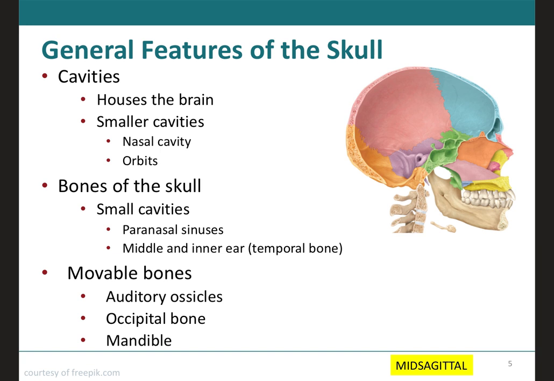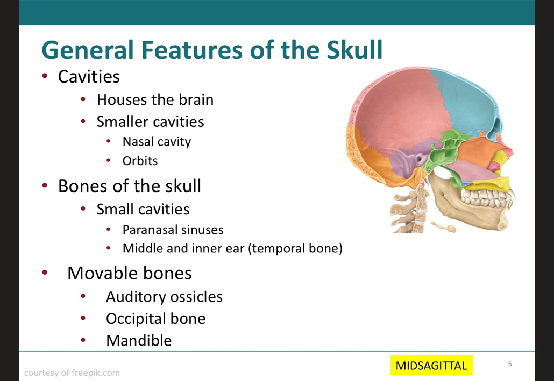Also within the skull are small middle and inner ear cavities in the temporal bone that will house the structures that are going to be involved in hearing and equilibrium or balance, which are the auditory ossicles.